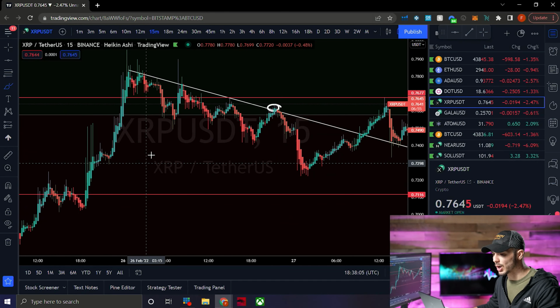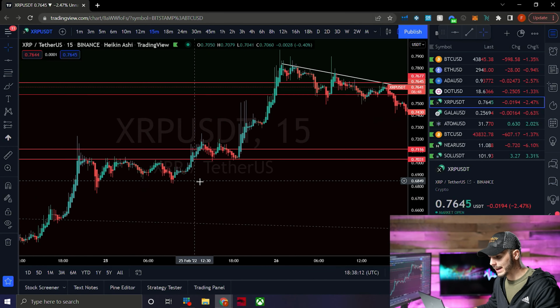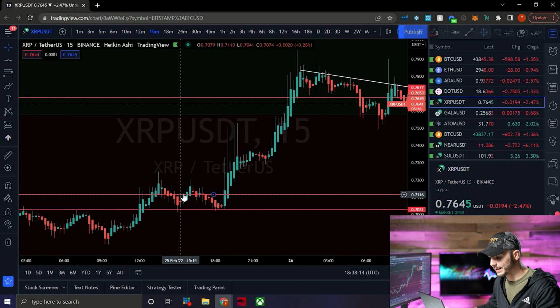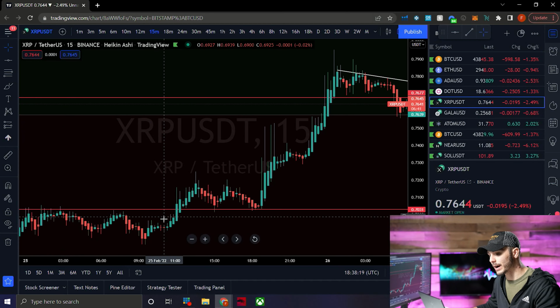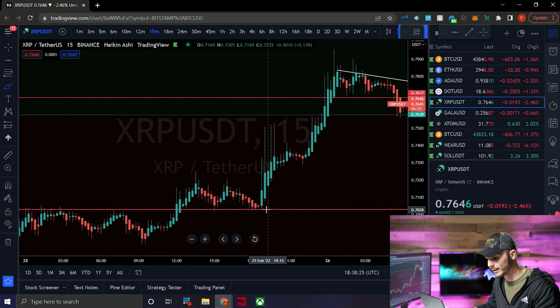So let's find a long example of this. And right here, you can see we had this level acting as resistance, right? And then we flipped it into support. You had one bounce, come down for the second bounce. Let's say you wanted to go long right here.